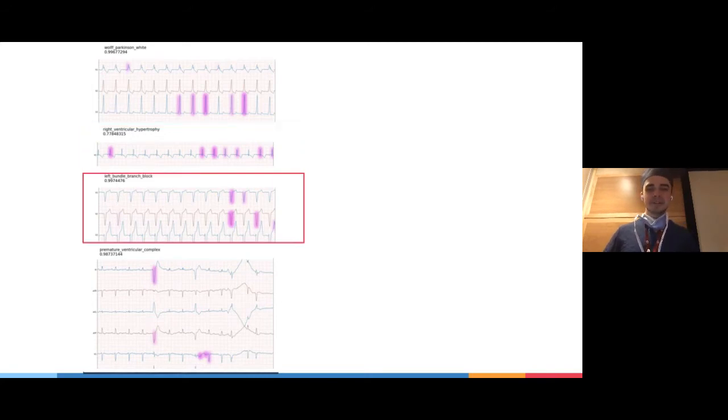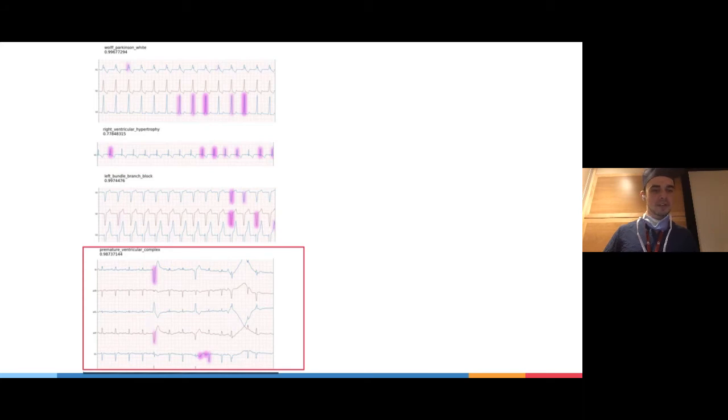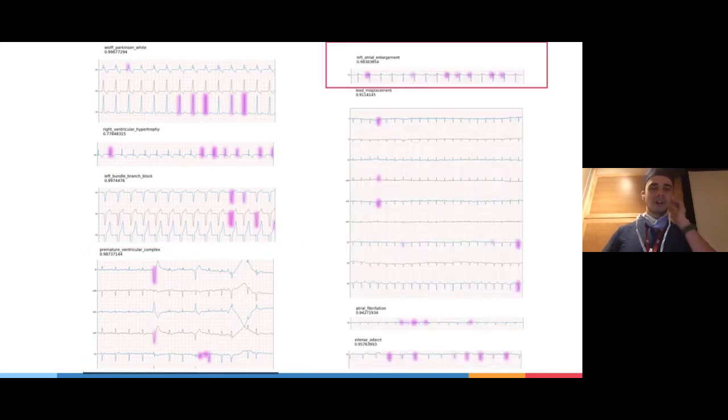This is a right ventricular hypertrophy, and you can see it's using the R wave and S wave in V5. Left bundle branch block, it's using the morphology in leads V1, V2, V3. PVCs, it's actually using the PVC and not additional beats.